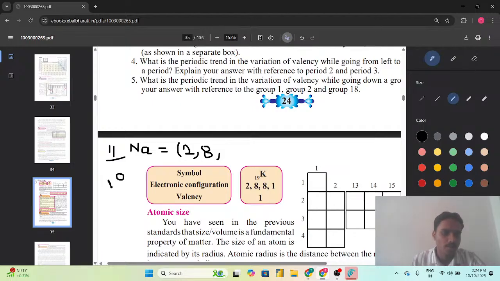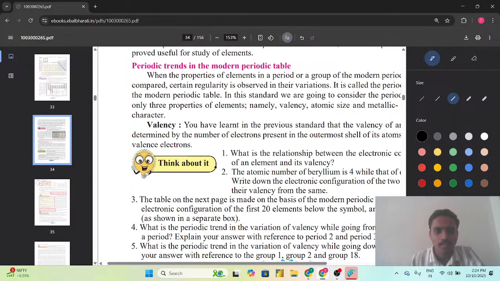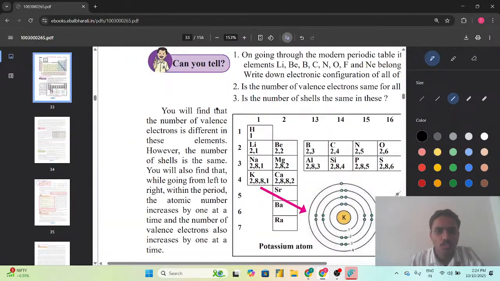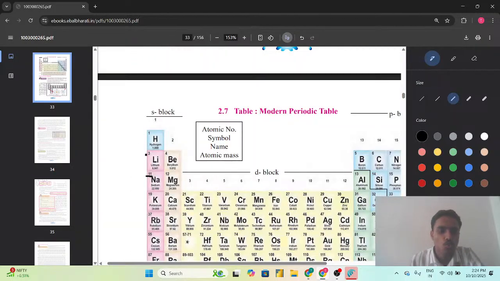Here we can see that the octet is complete with 8 electrons, but the 1 electron which is remaining is the valence electron. So the 1 electron will be at the valence shell. This will be the electronic configuration for the sodium metal. So we can see that the elements placed in group 1 show 1 valence electron at their valence shell.